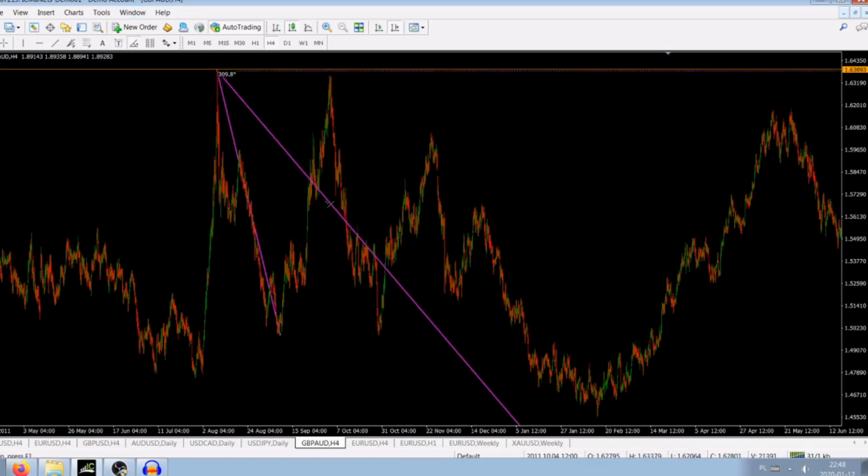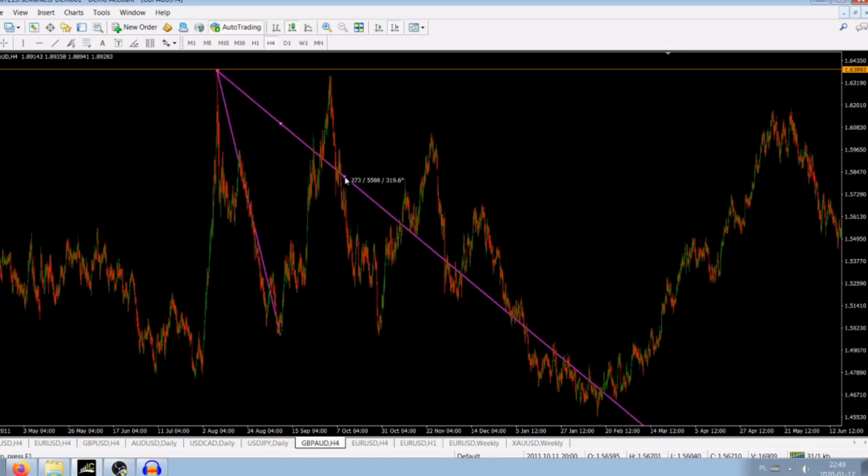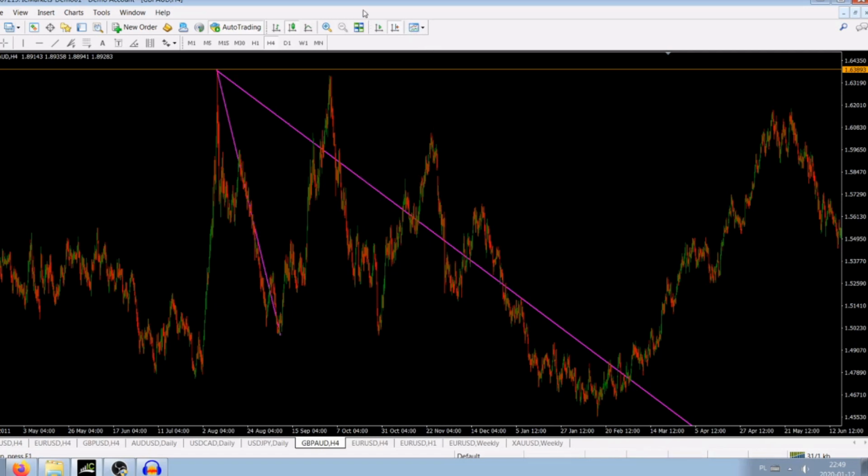So it's somewhere here. Let me find this. What is this? It's 307. We have to get 330, 322 and a half. Oh, that's more or less here. So that's our line.